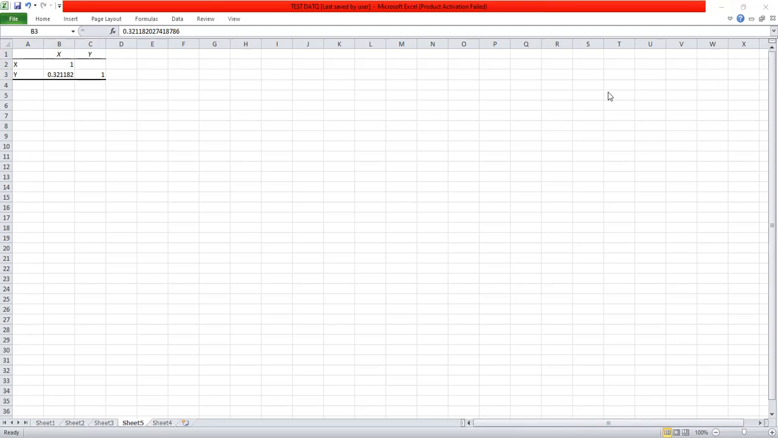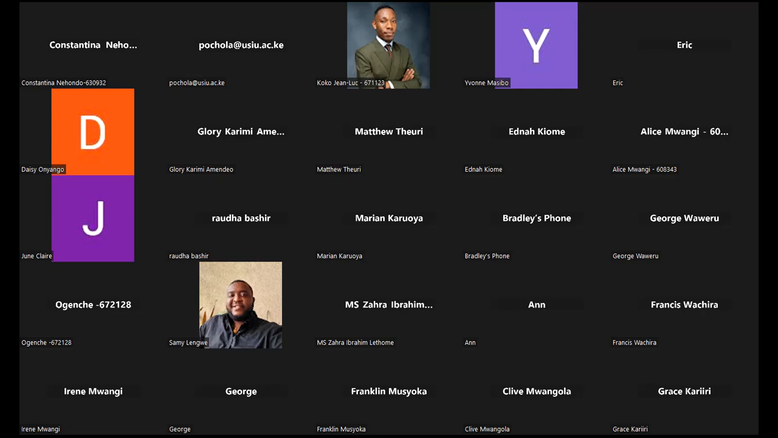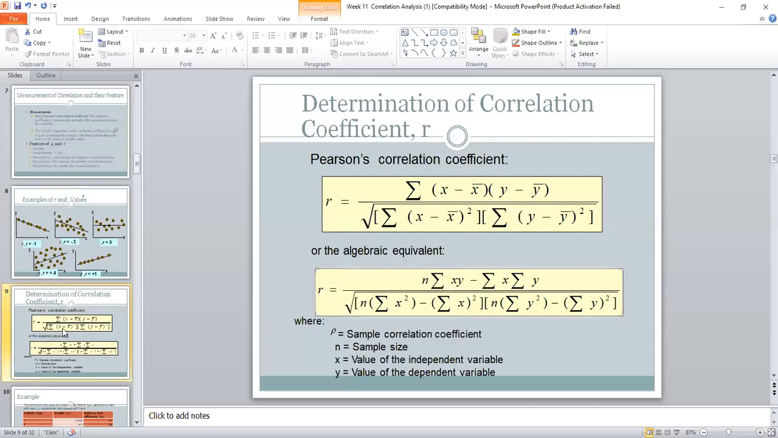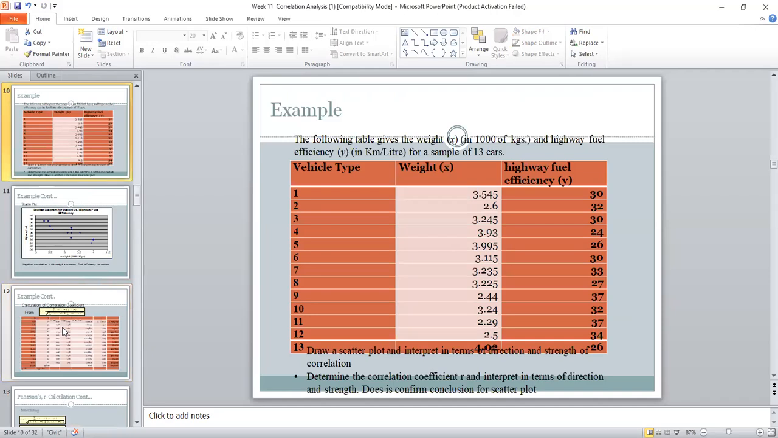I'll go back now. I think that's the other one we'll deal with next, but the last one is here. I'll come and share this one. And this is it. So here, I had an example for you, which also is a solved example. This is vehicle type, weight of the vehicle, and highway fuel consumption. Of course, those are the figures. Determine the correlation coefficient R, and interpret in terms of direction and strength.